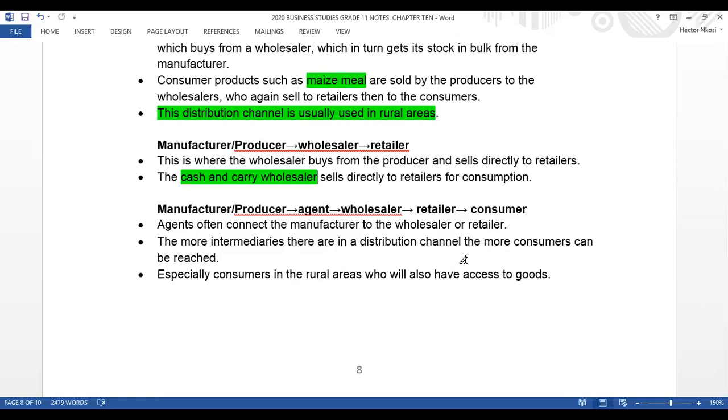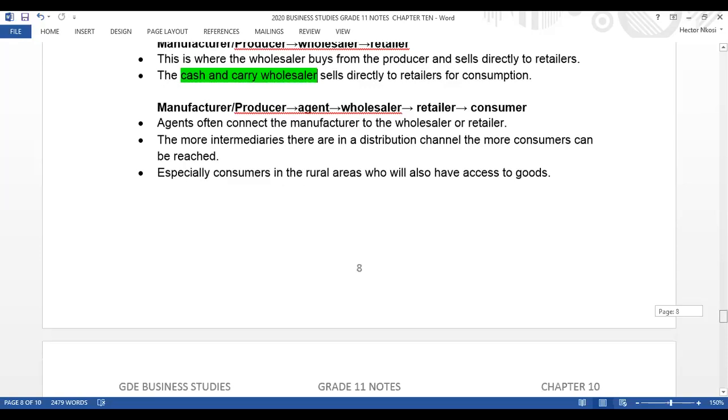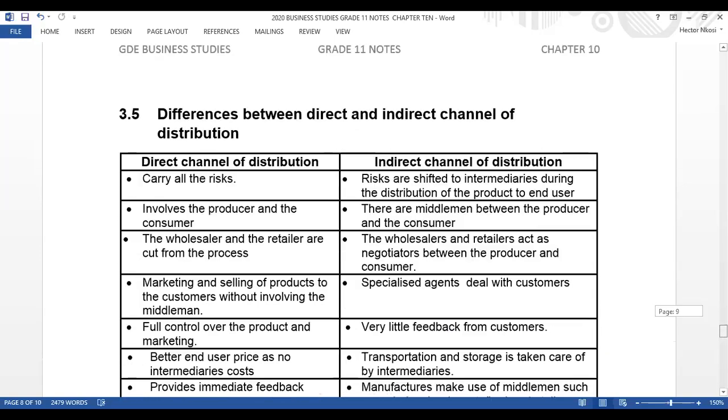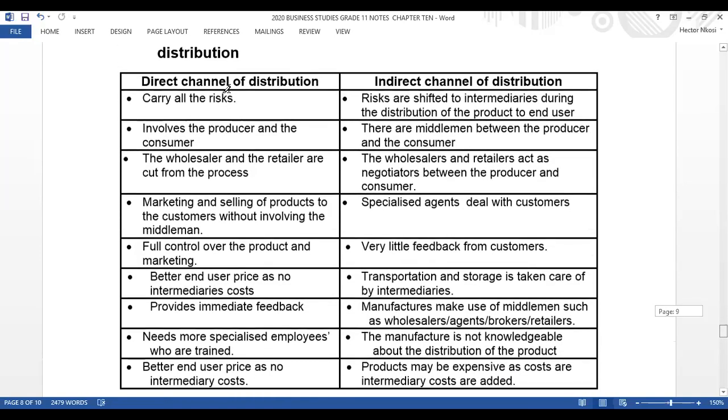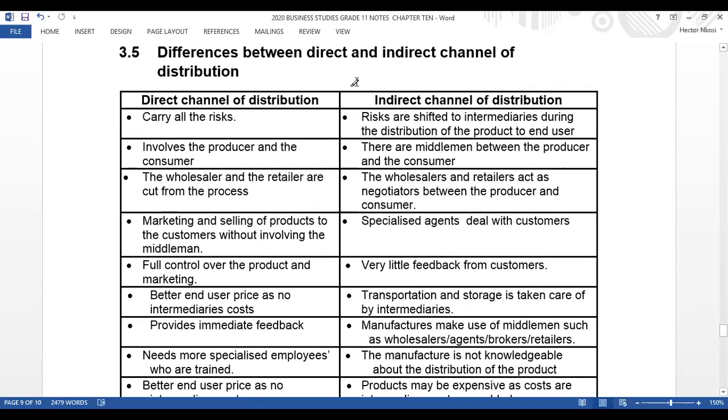Right. Now, let's look at the second one. Now, boys and girls, let's look at the differences between your direct and indirect distribution channels.